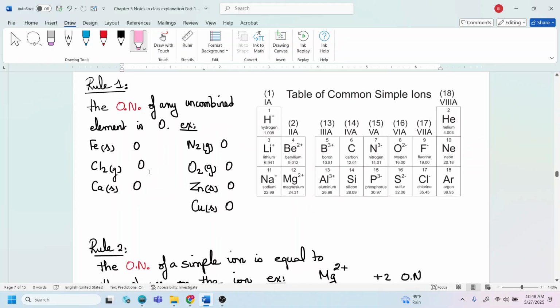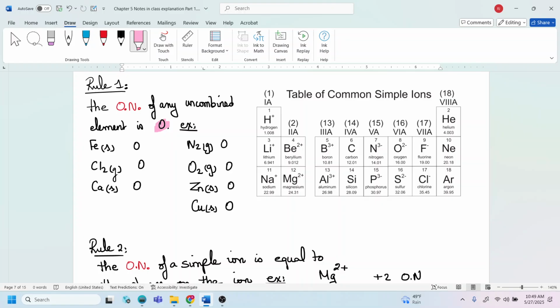There are multiple rules for oxidation number, and let's go over those one by one. So whenever we are working with an uncombined element, what is an uncombined element? An uncombined element is an element that is simply a solid, like any solid, like magnesium solid, iron solid, calcium solid. So this is called an uncombined element. It's just an element by itself. So that has an oxidation state of zero.